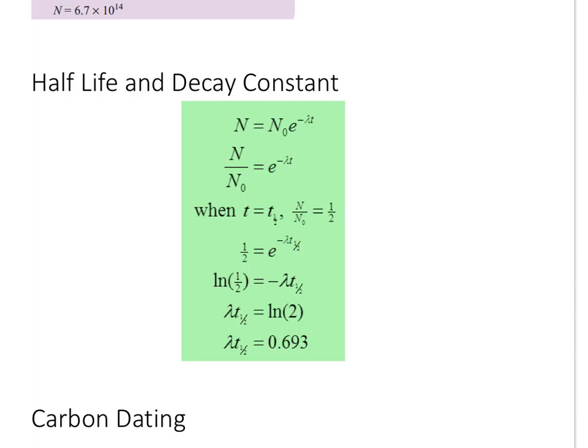Then we take natural logs of both sides. Natural log of e to the x gets to x, so natural log of a half equals minus lambda times the half-life. Lambda times the half-life is the natural log of 2, which is 0.693.